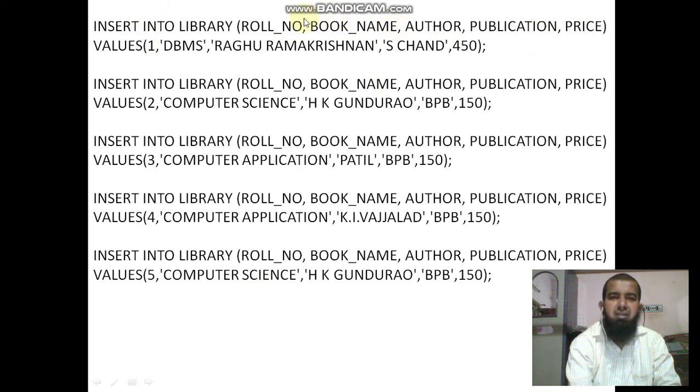Then the values. First roll number value is 1, book name is DBMS, author is Raghu Ramakrishnan, publication S. Chand. What is the price of that book? 450. Okay, like this you have to insert 5 student records and 5 library details.